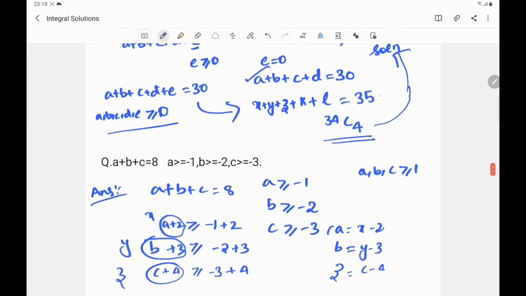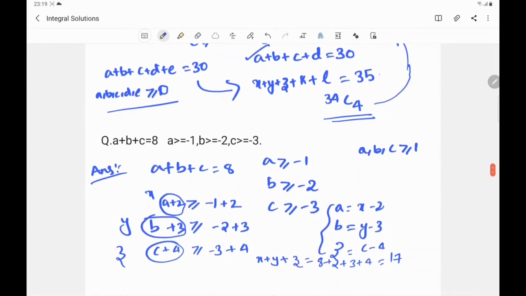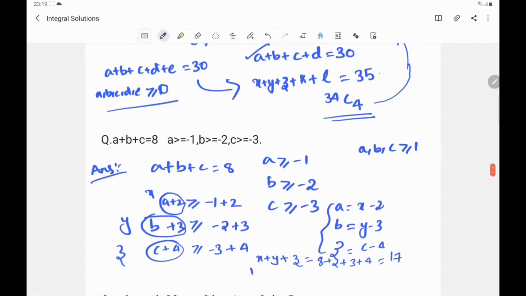I'll substitute these values of a, b, c here. So what I am going to get is x plus y plus z as 8 plus 2 plus 3 plus 4, which is 9. 9 plus 8 is nothing but 17. So there are 17 balls on the table. We will have 16 gaps. 2 variables minus 1 gives 2 gaps to select, so 16 C2 is the answer.